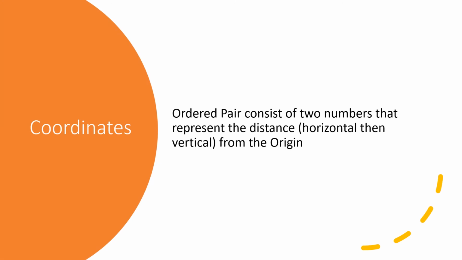Let's now look at coordinates, or the points in the Cartesian plane. A point is written as an ordered pair consisting of two numbers that represent the distance from the origin. The distance goes horizontal first, then vertical.